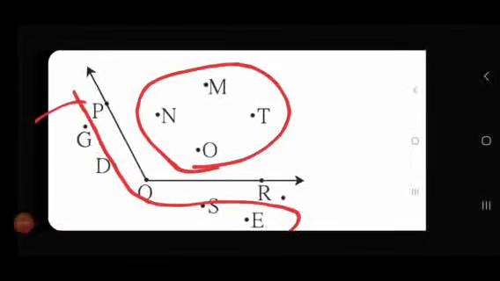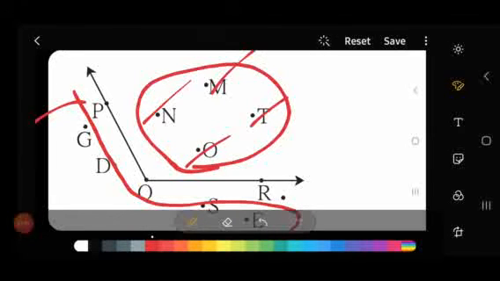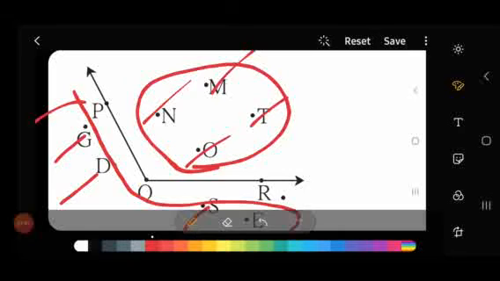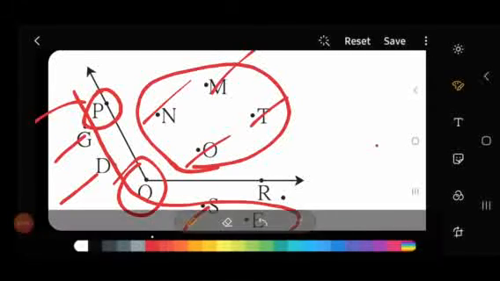Yes, they are point N, M, T, O. They are in the interior, and points G, D, S and E are in the exterior of the angle. Here you can see some points lie on the arms of the angle. Those points are point P, point Q and point R.